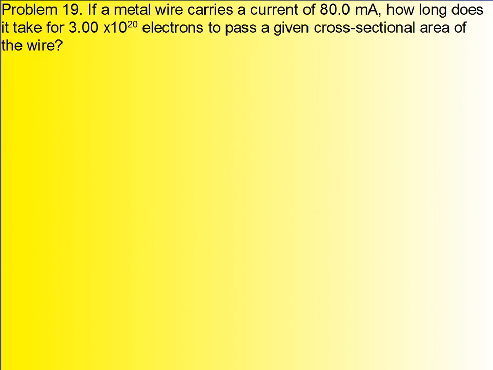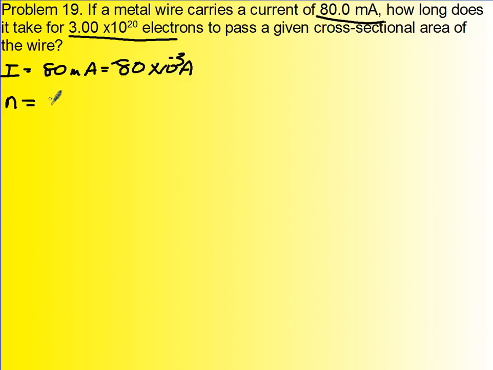Now, this one is going to be a little bit more challenging. I have a metal wire that has a current of 80 milliamps. So the current is 80 milliamps, which is 80 times 10 to the negative 3 amps. How long does it take for 3 times 10 to the 20th electrons, so this is a number of electrons, 3 times 10 to the 20th, to pass a given cross-sectional area?